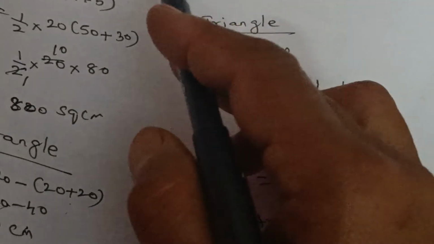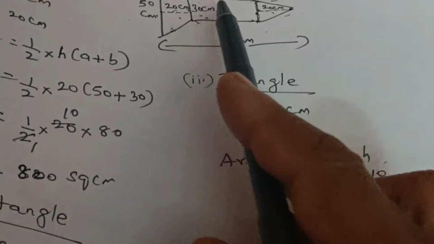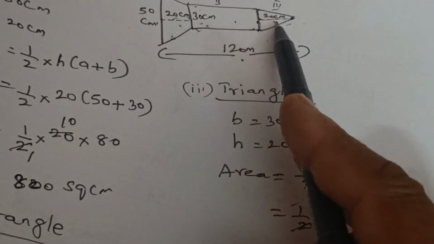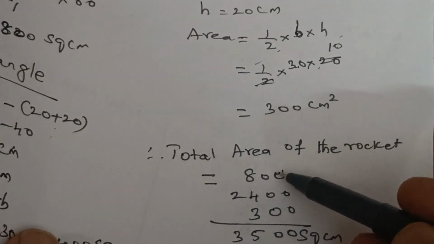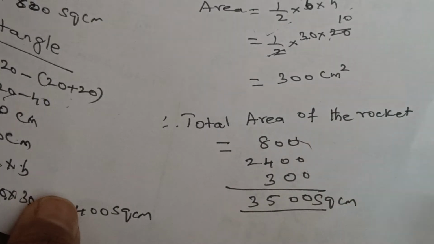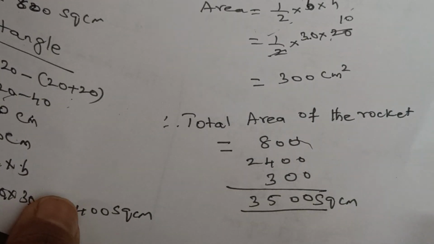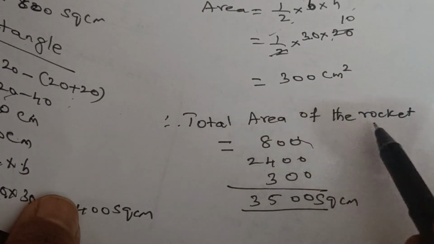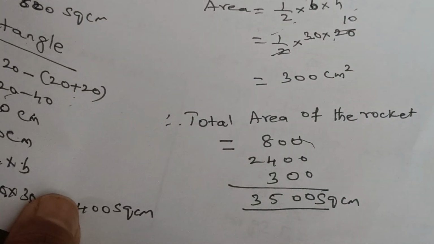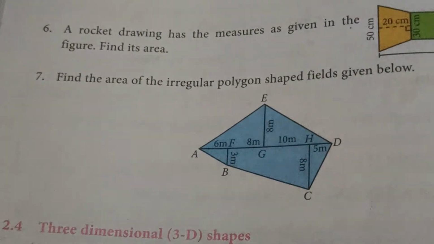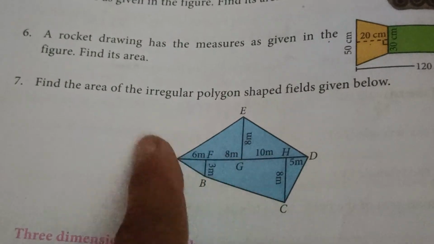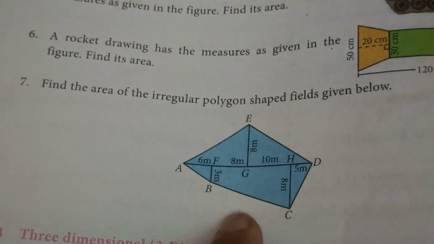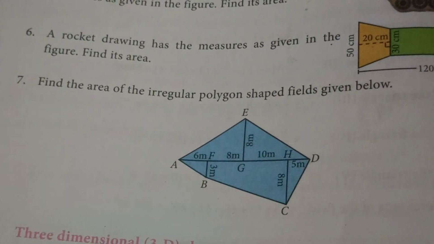Now, what is the total area? Area of the trapezium plus area of the rectangle plus area of the triangle. Add all the three areas, and you get 3500 square centimeter as the area of the rocket. Okay, now we are moving on to a different figure. It is irregular. If you see the whole thing, it is not a trapezium, not a triangle, not a quadrilateral.